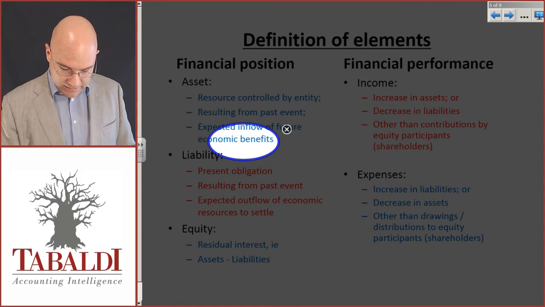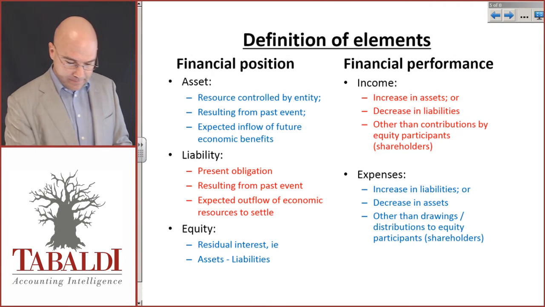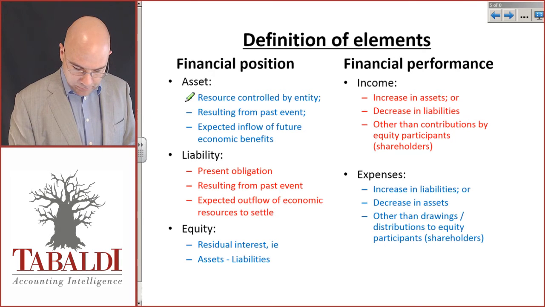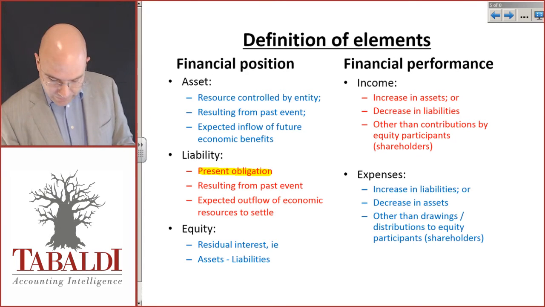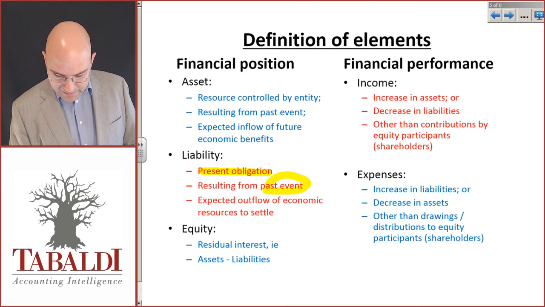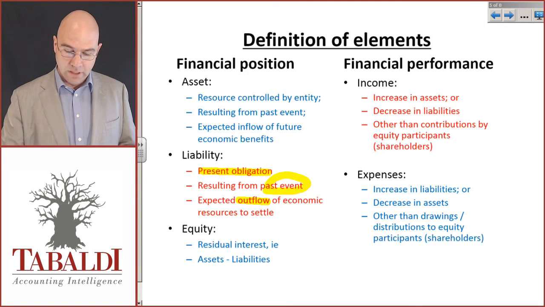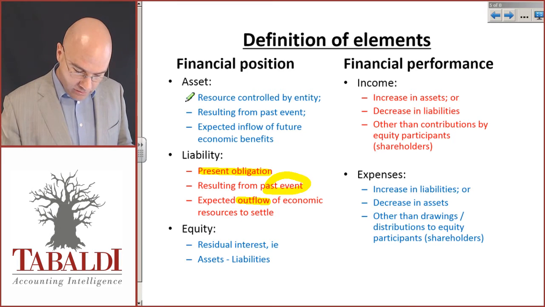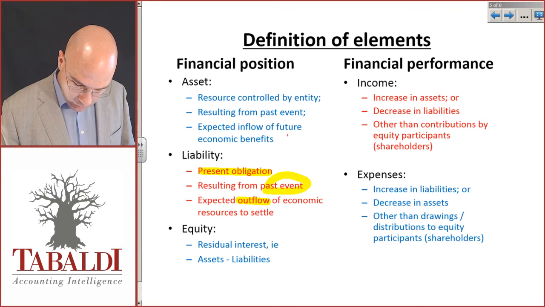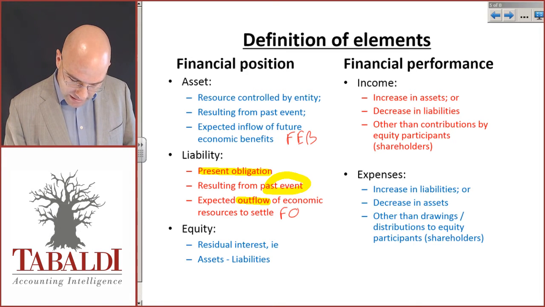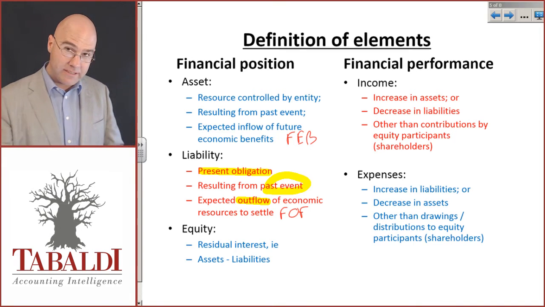Liabilities up next. So a liability is a present obligation resulting from a past event, and there's an expected outflow of economic resources to settle. So where this is different to an asset, first of all, an asset was all about future economic benefits, where a liability is all about future outflows. But what have I said?